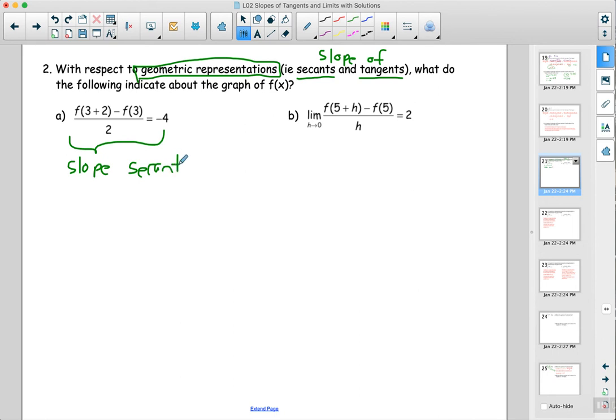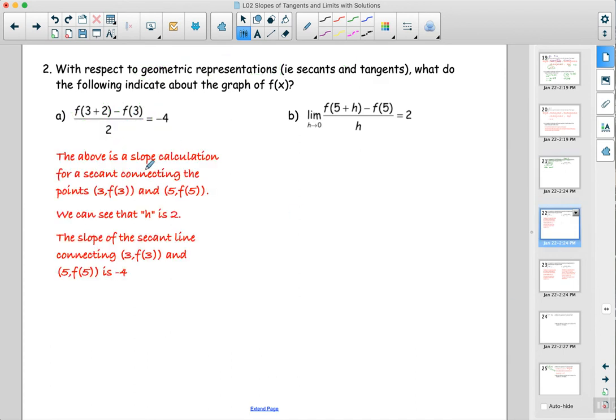I can see the slope of the secant is negative 4. And the secant is connecting 2 points on the curve. I've got 3, f at 3, and I've got 5, f at 5. And the horizontal distance between those 2 points is 2. So coming over here is our summary. The above is a slope calculation for secant. And as I mentioned, it connects the point 3, f at 3 to the point 5, f at 5. Definitely we can see the h in the bottom is 2, but I don't really need to know the h because I can see it up here as well. And the slope of the secant is sitting over here.